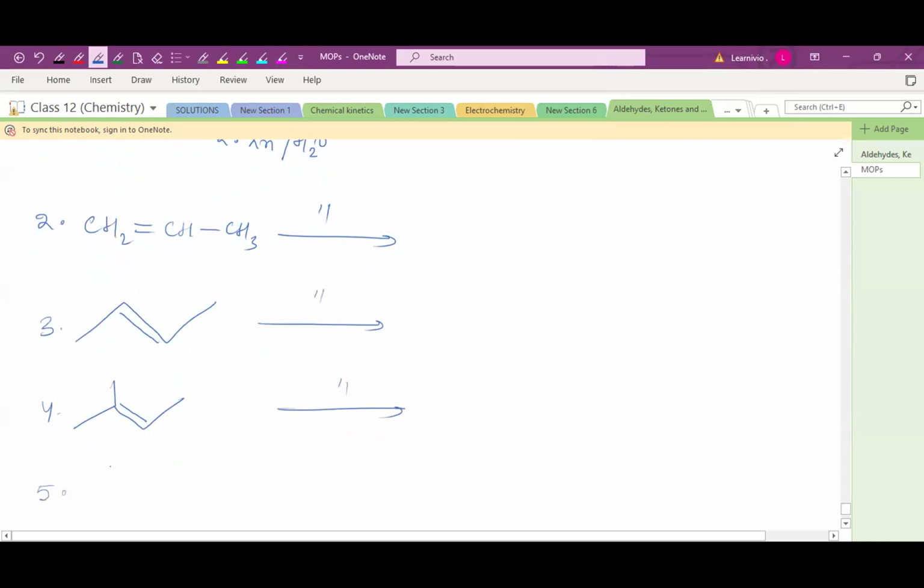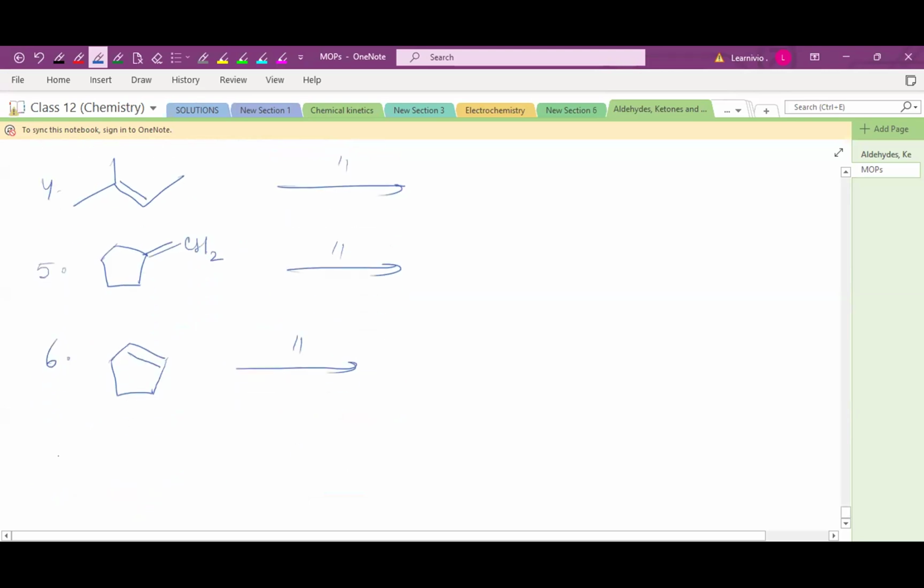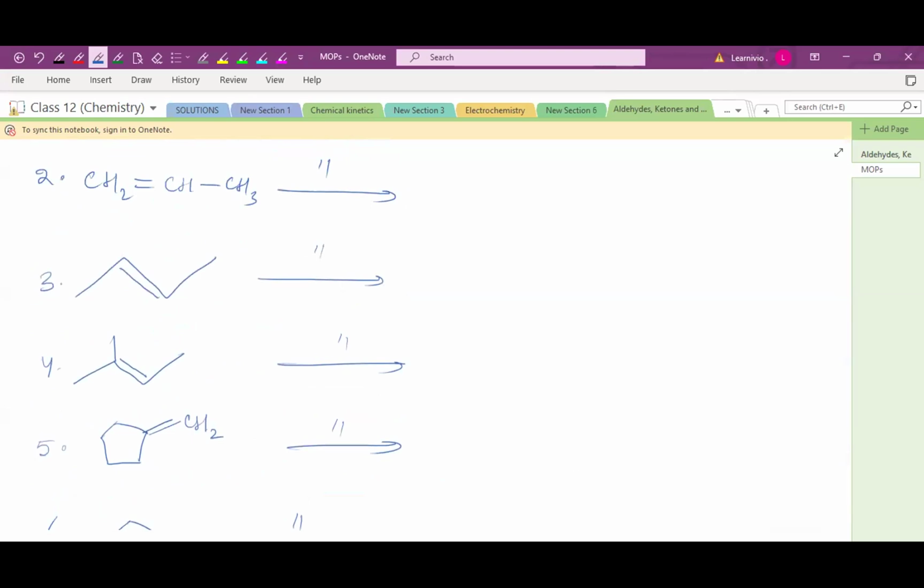Fifth question, sixth question. Here, if I give you two double bonds, the mechanism will be the same. If you know the mechanism, you can follow that mechanism and you will get the right answer. Okay, now quickly do these questions.